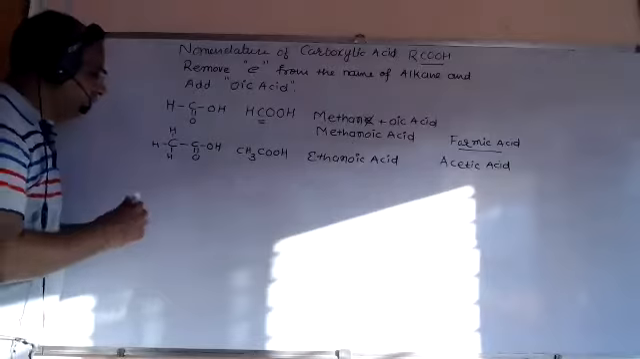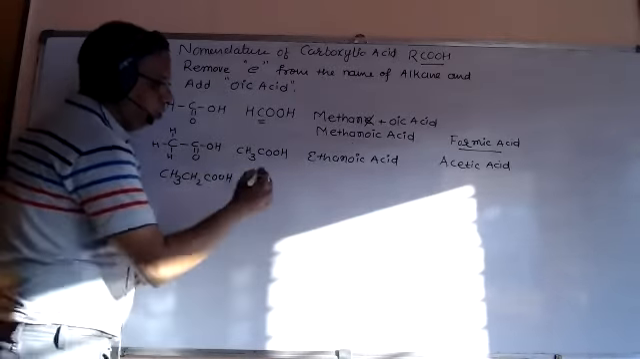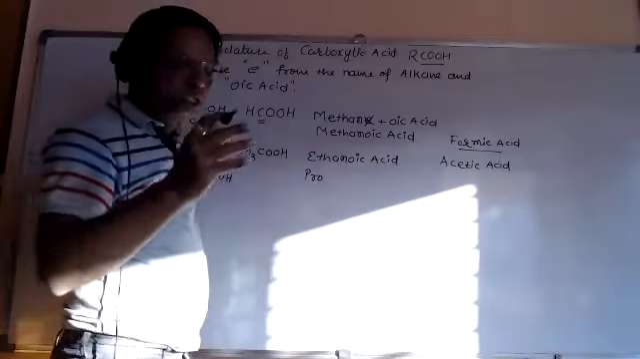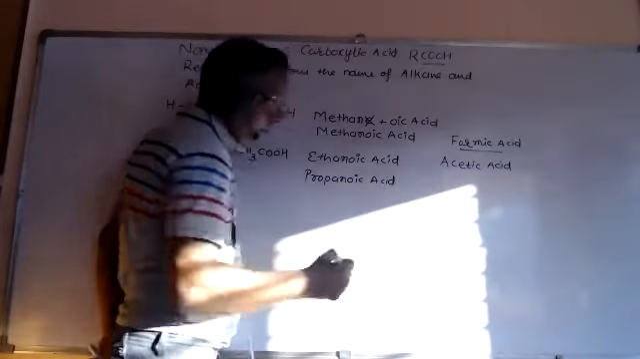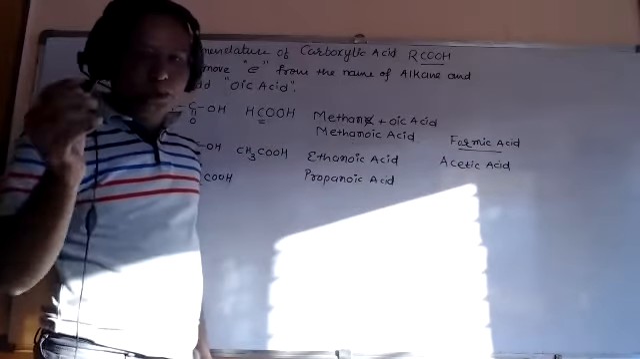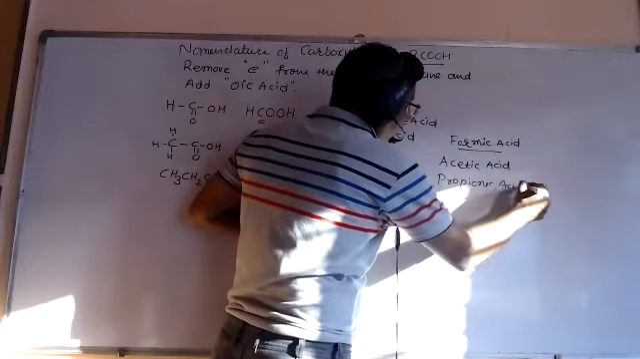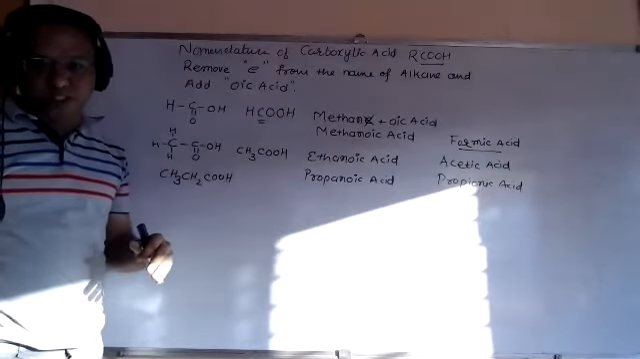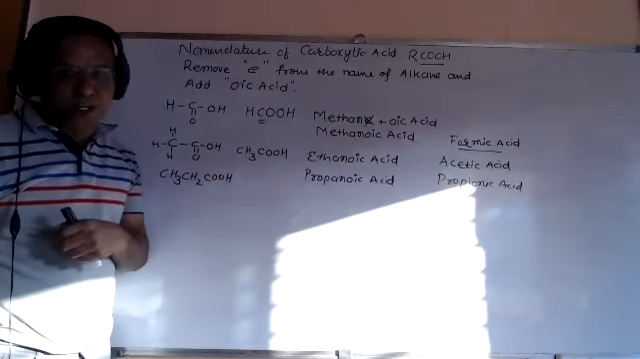Then for three carbons, it is CH3CH2COOH. This is three carbon means propane. And here is propanoic acid, IUPAC name. The common name is a little different. It is propionic acid. So these are the names. Then fourth carbon, butyric acid and butanoic acid. Butanoic acid is the IUPAC name. Butyric acid is a common name.